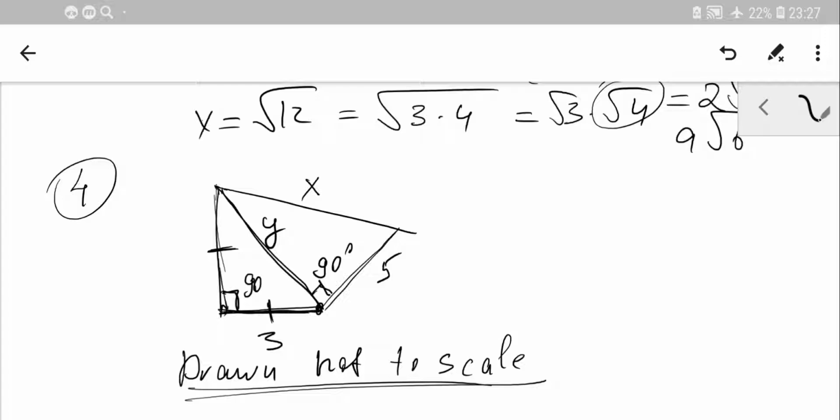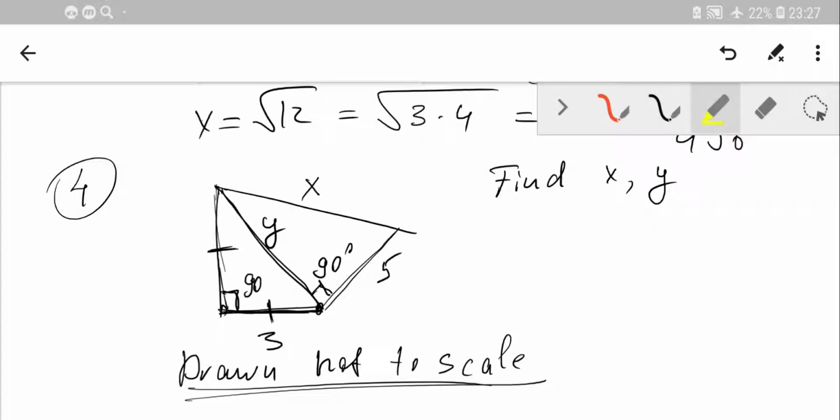So what do you need to do? Find unknowns like x and y. Okay, so no problem. We have the first triangle, okay?